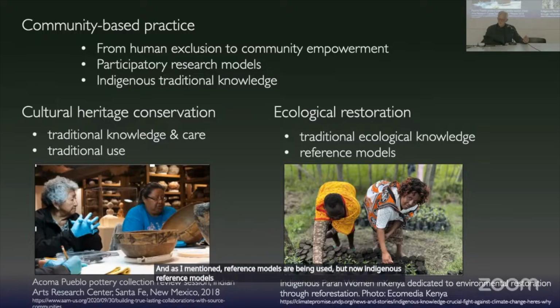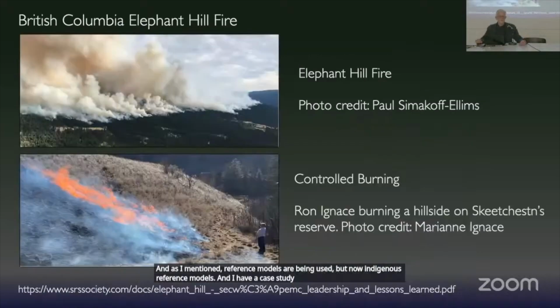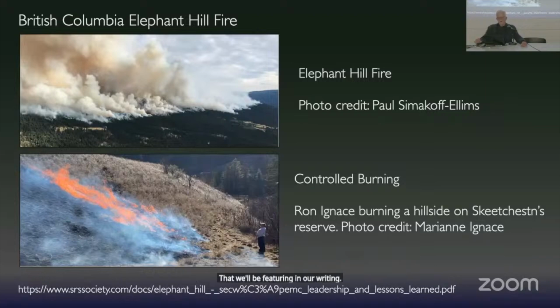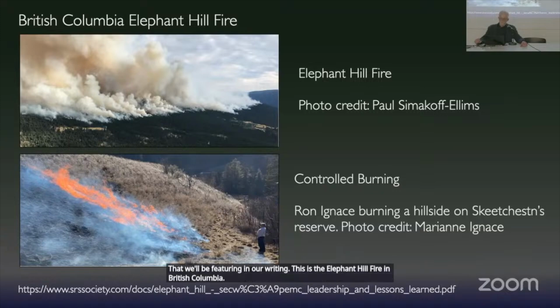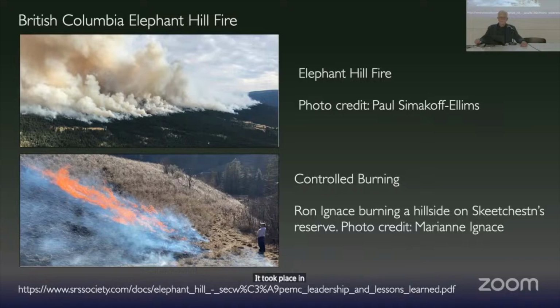And I have a case study that I want to mention right now that we'll be featuring in our writing. This is the Elephant Hill Fire in British Columbia that took place in 2017. The image on the top is the whole hill burning. And the image on the bottom is an example of indigenous controlled burning.